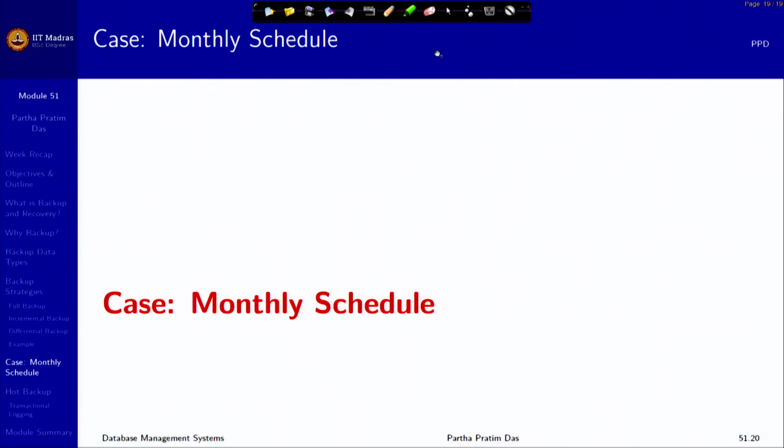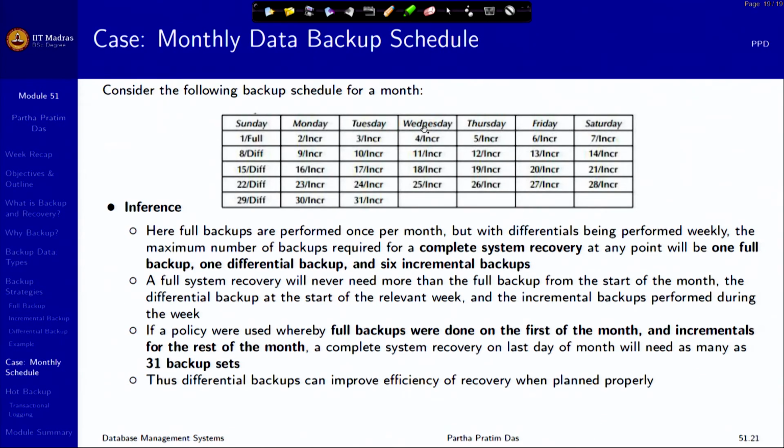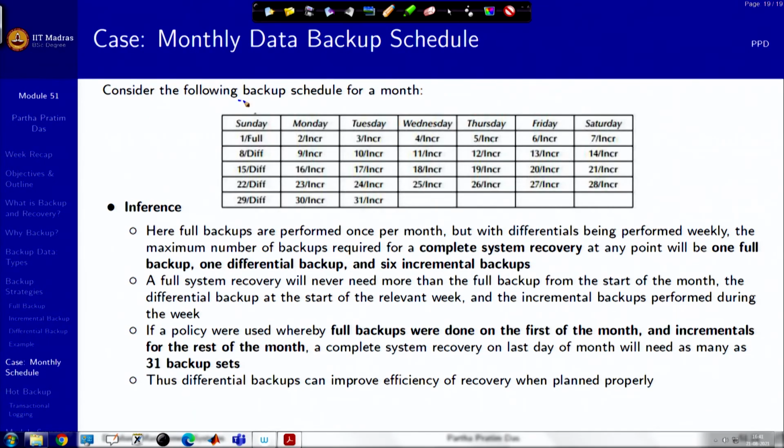Okay. So, as a case study, we can just look at a very typical monthly backup schedule. For example, let us look at a monthly schedule like this. Without making things complicated, I have just assumed that the month starts on a Sunday, and on Sundays, expecting that the business will be less or the business is closed, more time can be given to backups. So, heavier backups are on Sunday.